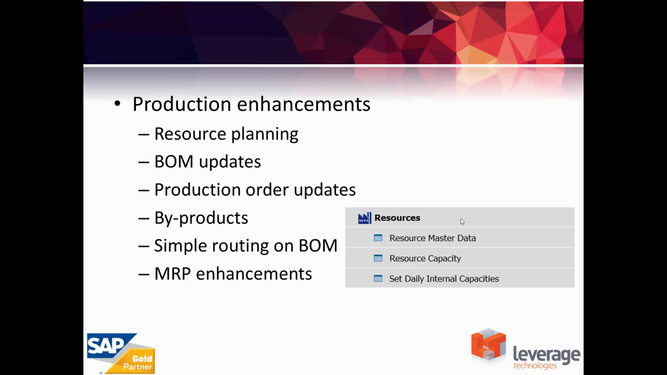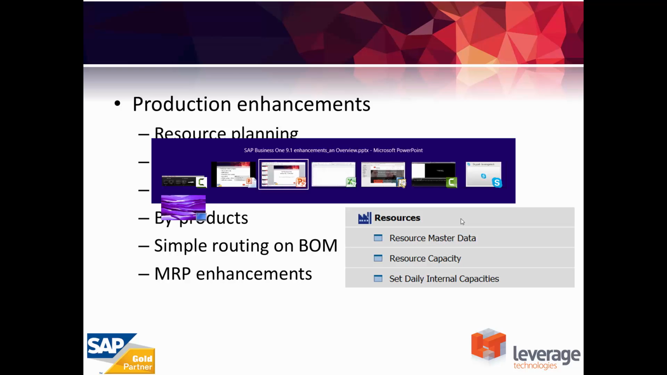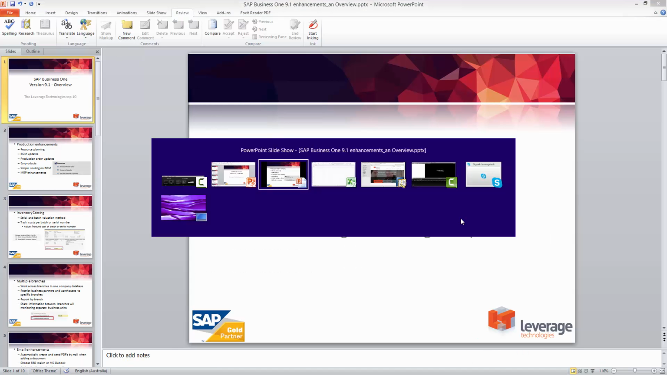What then happens is we run through some resource planning that we'll show you in a minute, and effectively we can then identify bottlenecks. Along with this, there are then bill of materials updates inside SAP Business One, which allows you to do things like simple routing on the bill of materials. We'll show you that in a minute. And also production order updates. There are also enhancements on MRP, and you can now cater for byproducts in the bill of materials. So if I manufacture an item and I usually get this particular byproduct, I can now have that available inside the bill of materials. So let's go into SAP Business One.